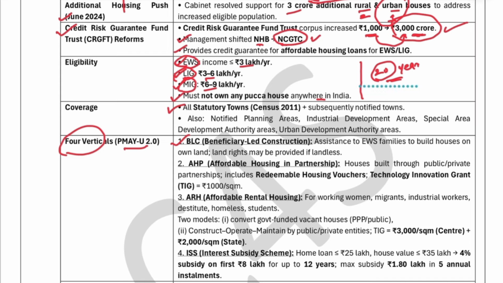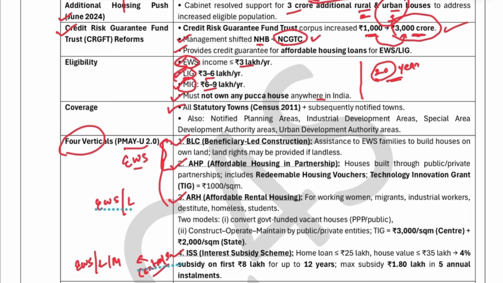They are very important. The first component is BLC, that is beneficiary led construction. Next is affordable housing in partnership, next is affordable rental housing, and the last one is the interest subsidy scheme, ISS. This is the only component that is central sector, that is all the money will come from the central government, and the others are centrally sponsored. Just remember that also. This ISS is available for all 3, that is EWS, LIG and MIG. The ARH component is available only for EWS and LIG, and these 2 are available exclusively for EWS people. So this is also important.